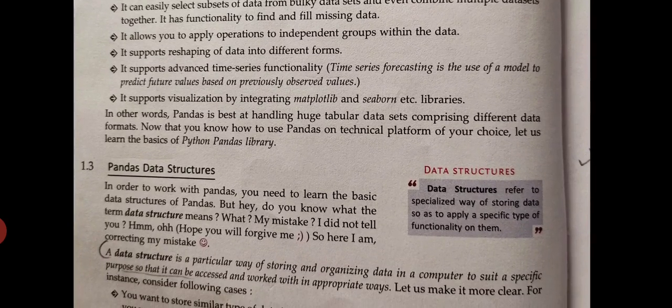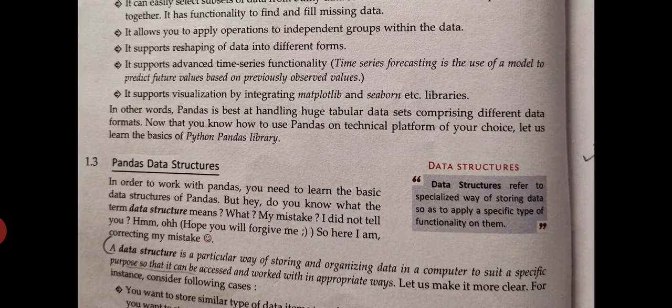Now move to Pandas data structure. Just now before I told you that we are going to deal with two Pandas data structures here. So what is a data structure? A data structure is a specialized way of storing data so as to apply a specific type of functionality on them. It means a special way of organizing our data by applying some functions on them. Alright, so this is all about data structure.